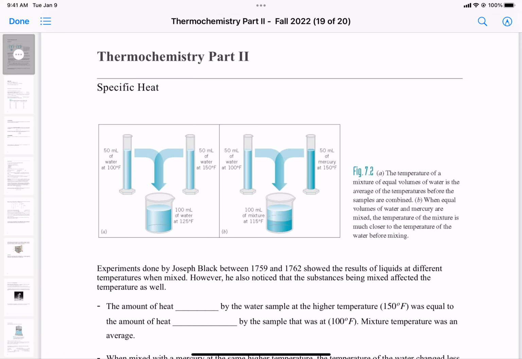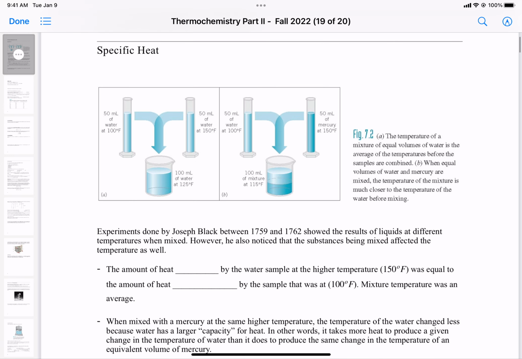Well, in an experiment done by Joseph Black in the 1700s, he showed that when you take two liquids at different temperatures and you mix them, he saw some change with the temperature, but he also noted that the temperature change also depended on the substances being mixed. So let's go through the results here.